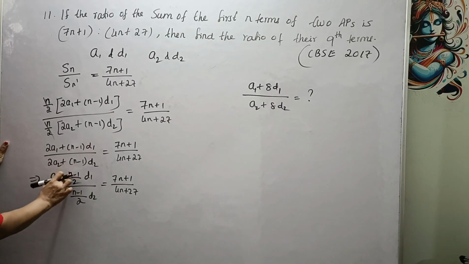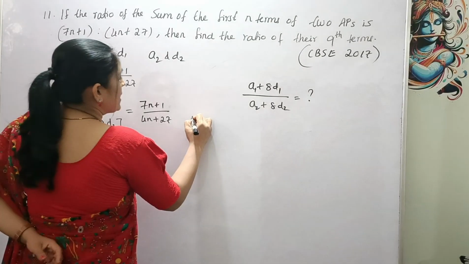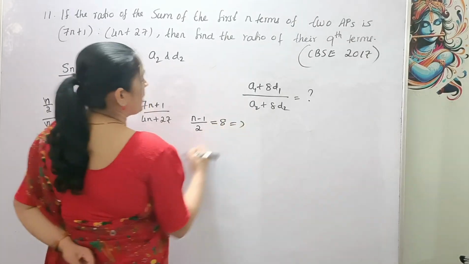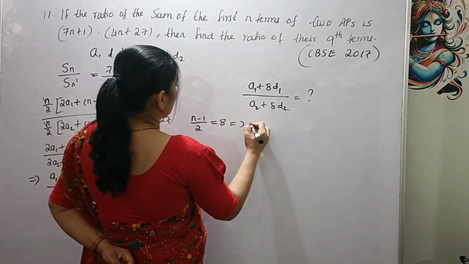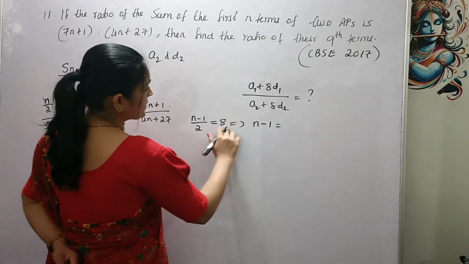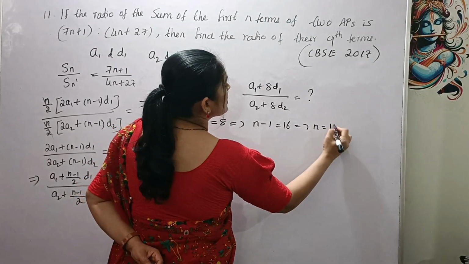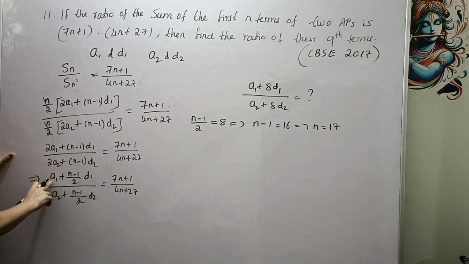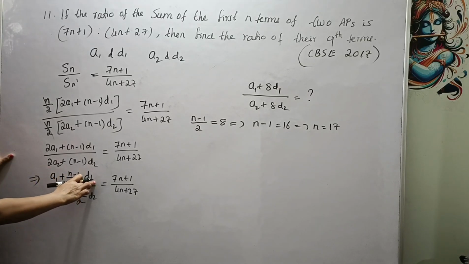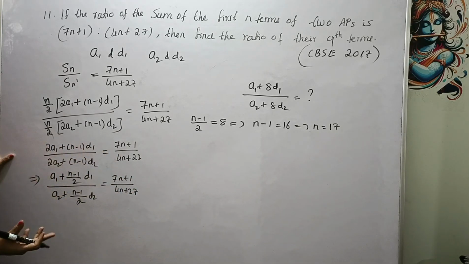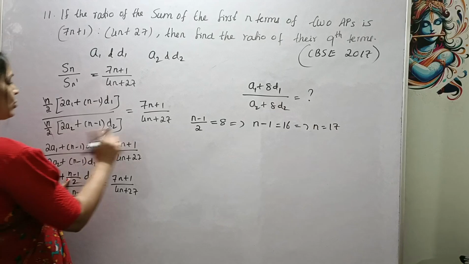Now let's see, if n minus 1 divided by 2 is equal to 8, then what is the value of n? That implies n minus 1 is equal to 16, which implies n is equal to 17. So we have got n equal to 17. If n is equal to 17, it will be a1 plus 8d1 divided by a2 plus 8d2. Now we have to substitute n is equal to 17.